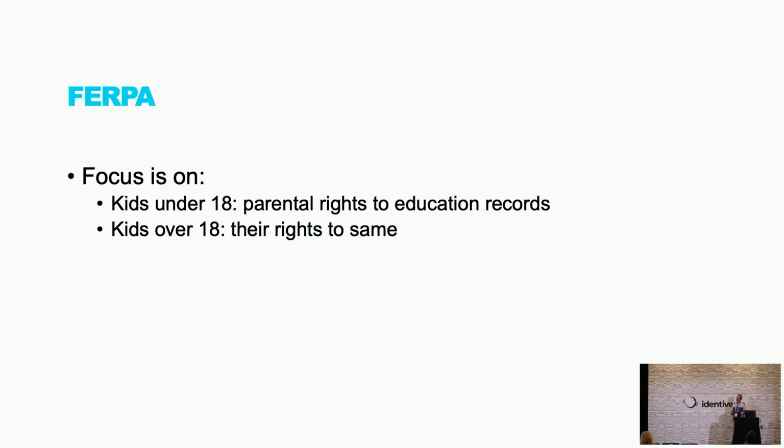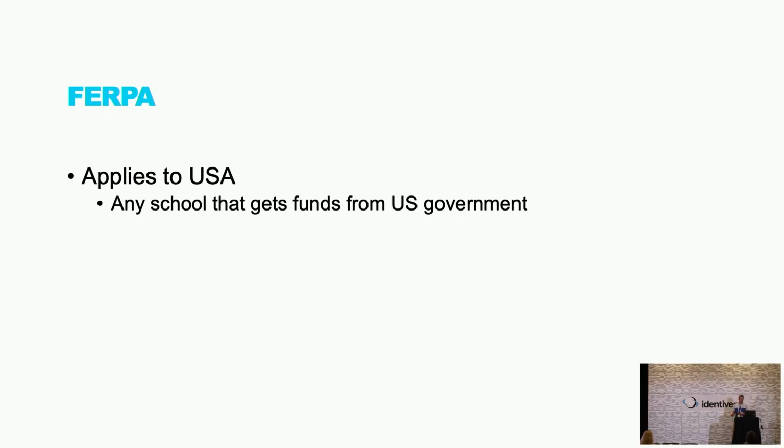FERPA is the last law that I'm going to cover, and this is the Family Educational Rights and Privacy Act. I just looked this up 20 minutes ago. It is really about giving children, students, access to their educational records and the right to correct them if they're incorrect. And this has a nice split at 18. Before 18, it's the parents that get the access, and after 18, it's the students that get the access. It applies to any school that takes federal funds. So that would be most K through 12 public schools, and then a lot of universities as well.